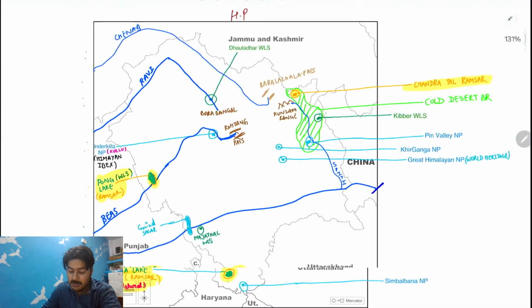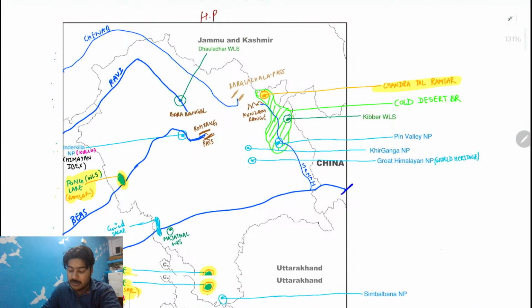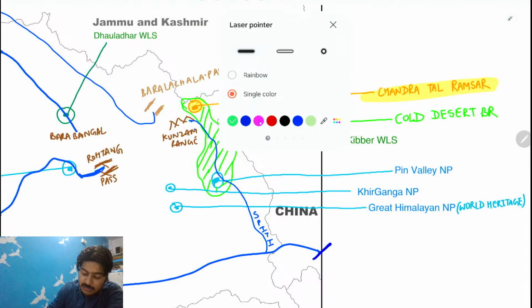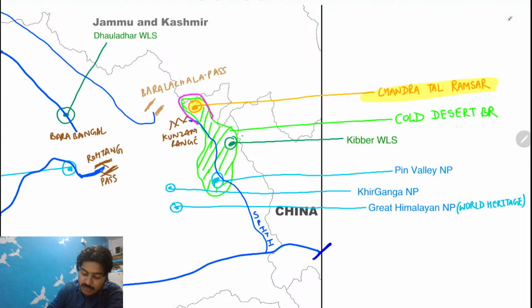So now what are we left with? We are left with the national parks, and we have covered them also. First comes the cold desert biosphere reserve. Kibber Wildlife Sanctuary is also there. This is the overall biosphere reserve. This area is the overall biosphere reserve, and within this biosphere reserve there could be wildlife sanctuaries. So the Kibber Wildlife Sanctuary is this.